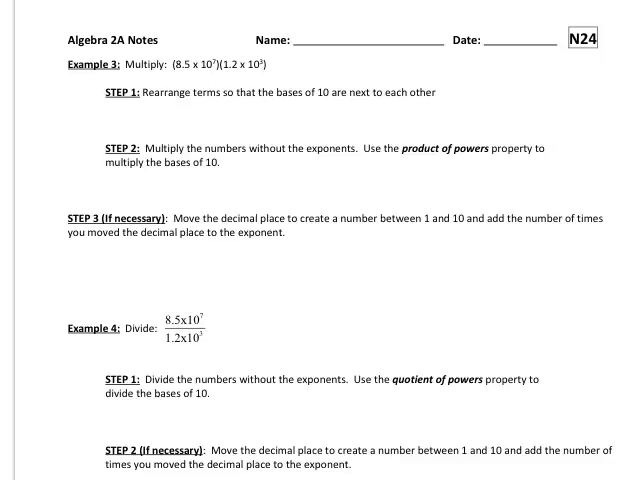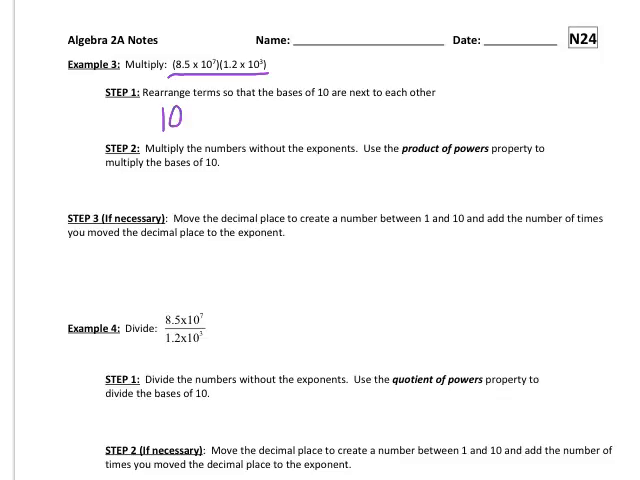Okay, on the last page of our notes, we have some examples that are a little bit more challenging and take a little bit more thought, so we have some new steps to go through. Notice we're multiplying some scientific notation numbers together. Step 1 says to rearrange the terms so that the bases of 10 are next to each other. So let's go ahead and do that.